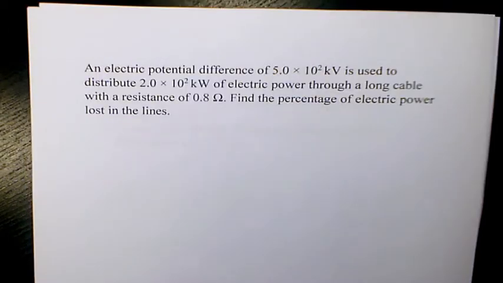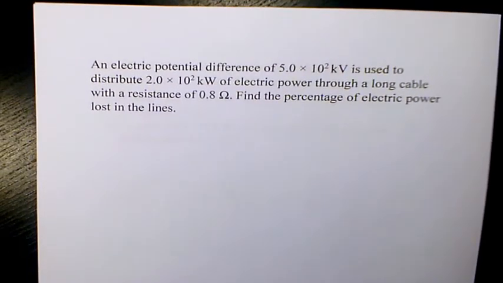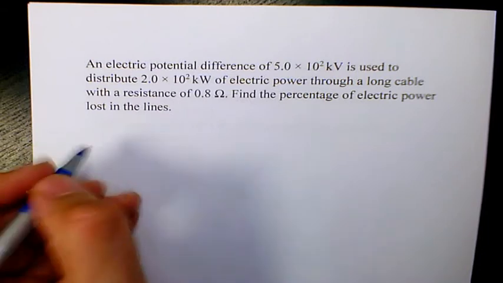Now in this example, it says an electric potential difference of 5 times 10 to the power of 2 kilovolt is used to distribute 2 times 10 to the power of 2 kilowatt of electric power through a long cable with a resistance of 0.8 ohm. Find the percentage of electric power lost in the lines.